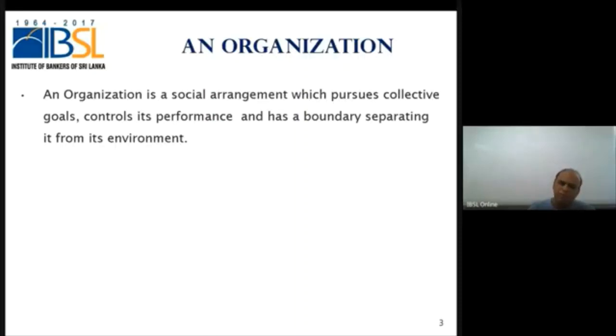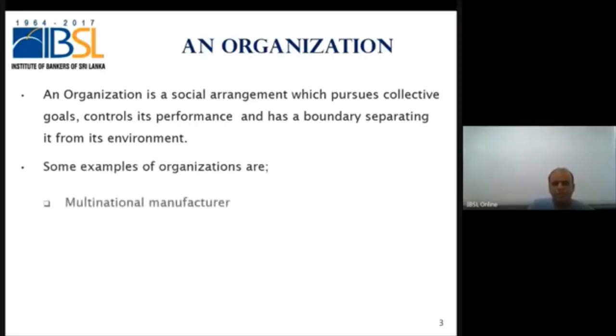Now, in your respective organizations also, you have a vision statement. What does this vision statement say? Where this organization wants to be. That is, in other words, we call it a goal. In order to attain that goal, you have a mission: how you take forward these activities. So an organization is known as a social arrangement which pursues collective goals. The collective goals may be for the organization per se, or maybe for the individuals who are involved in the social arrangement.